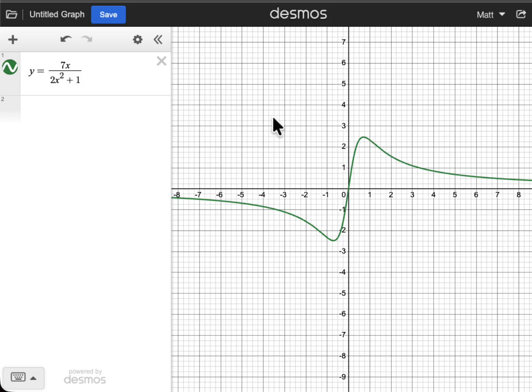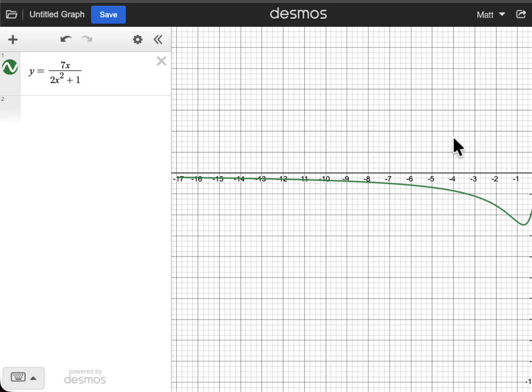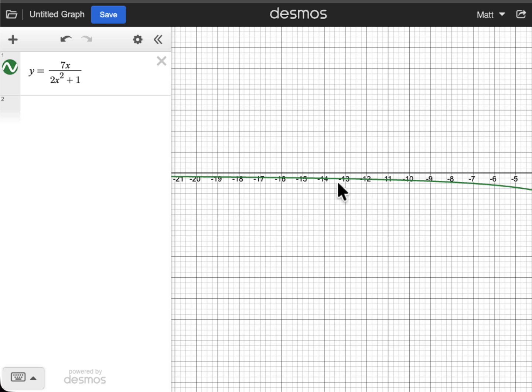Here's a graph of this function, and as we go left forever, you can see that the function is in fact getting closer to the horizontal asymptote y equals 0, but from below. The outputs are negative, but getting closer to 0.